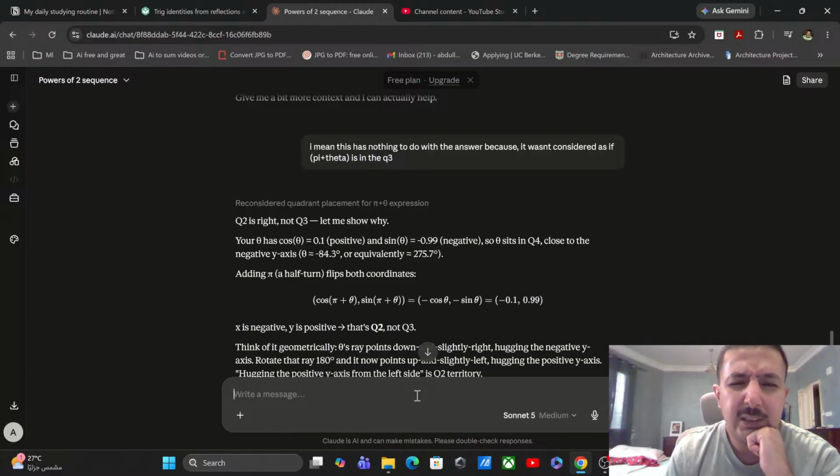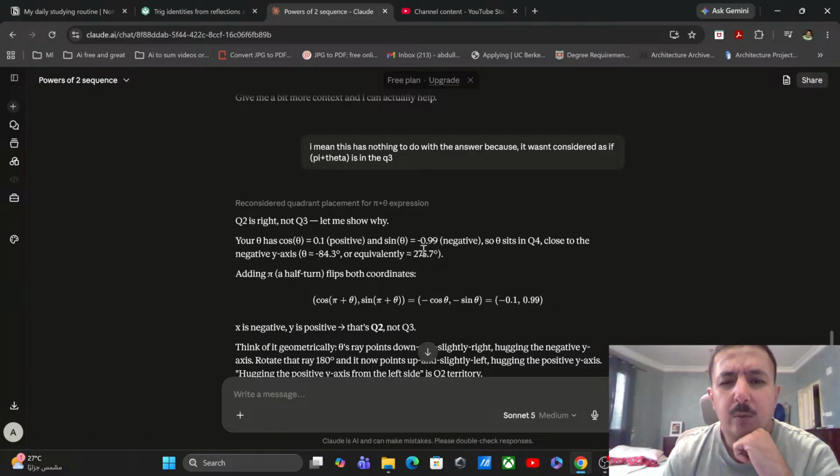Q2 is right. Let me show you. Your theta has a cosine theta positive and sine theta negative. So theta sits in Q4 close to the negative y-axis. Adding half a turn flips both coordinates.